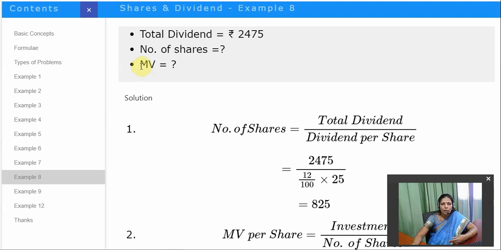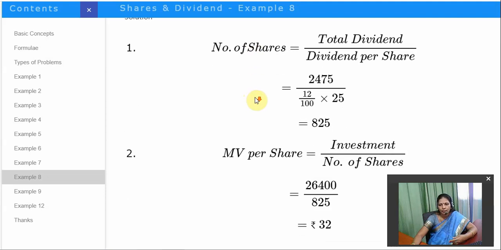The next is to find out the market value per share. Now to find the market value per share, investment by the number of shares. So investment is already there. Number of shares we now just found. Substitute, find the market value per share. Clear, children? Shall we go to the next sum?